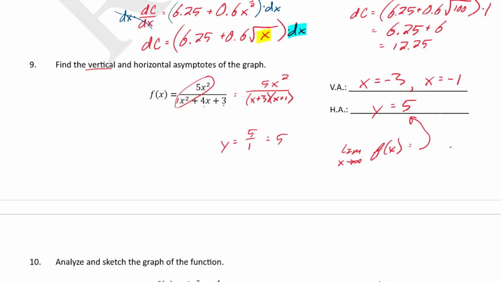Again, we just have to look at what the highest powers are. If it was a higher power on the bottom, then that just means the fraction would keep getting closer and closer to 0. If it was bigger on top, then it just wouldn't have a horizontal asymptote. In this case, it had the same degree of 2 on top and bottom, so the easiest way to do that is just figure out what the coefficients are, make a fraction, and reduce if you can. In this case, 5 over 1 just was a 5.